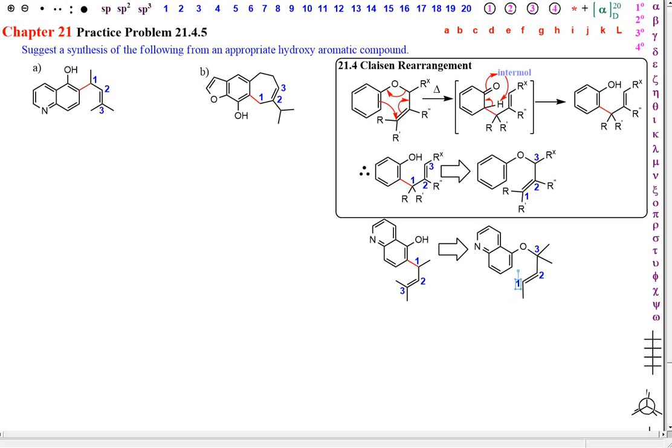Now the question is, how do you make an aryl allyl ether? Usually we think about an SN2 reaction, although this might be a difficult scenario on this one. This would be our nucleophile. And our electrophile would look like this. Can't have an O, but it would have a leaving group on it, like a Br.